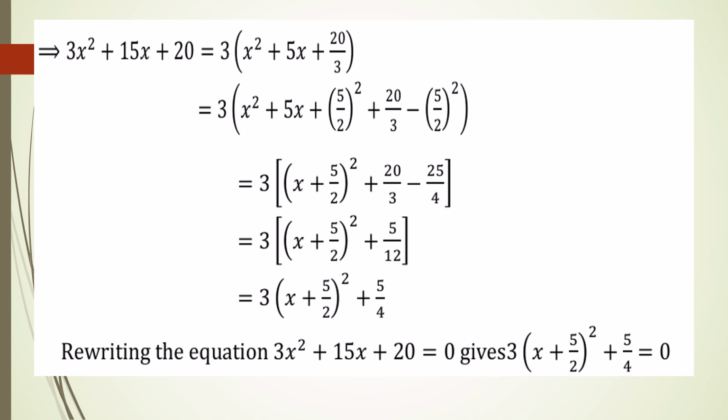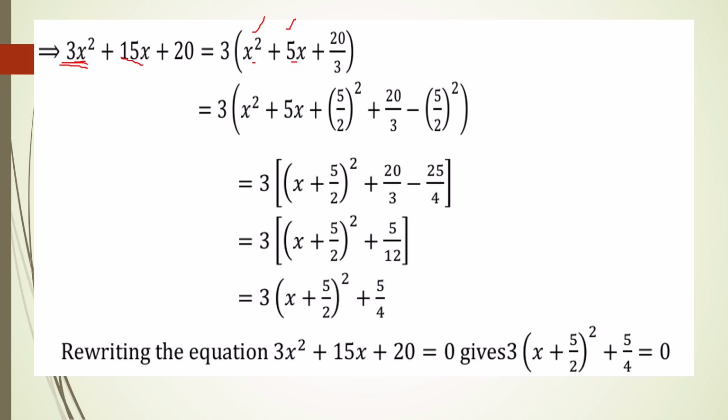Now looking at the solution, this one is still in the same format as the previous one. Since the coefficient of x squared is not positive 1, we first have to make it positive 1 by factorizing. If you do that, you're going to have 3 into bracket of x squared plus 5x. When you're factorizing, 3 has to divide each of these elements. So 3 divided by 3x squared, you get x squared. 3 divided by 15x, you get 5x. And then 20 divided by 3 gives positive 20 over 3.